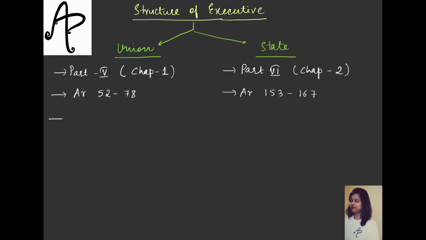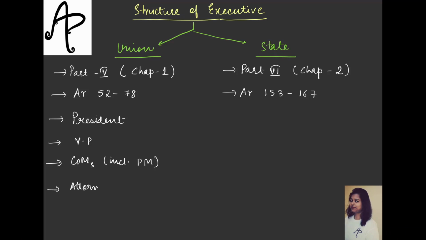Now when we talk about what all are covered in union executive, like what does union executive comprise of and what does state executive comprise of. Firstly, the union executive comprises of the president. Then you have the vice president. Then you have the council of ministers, that is headed by prime minister. So I'm writing it here only including PM. Then you have attorney general.